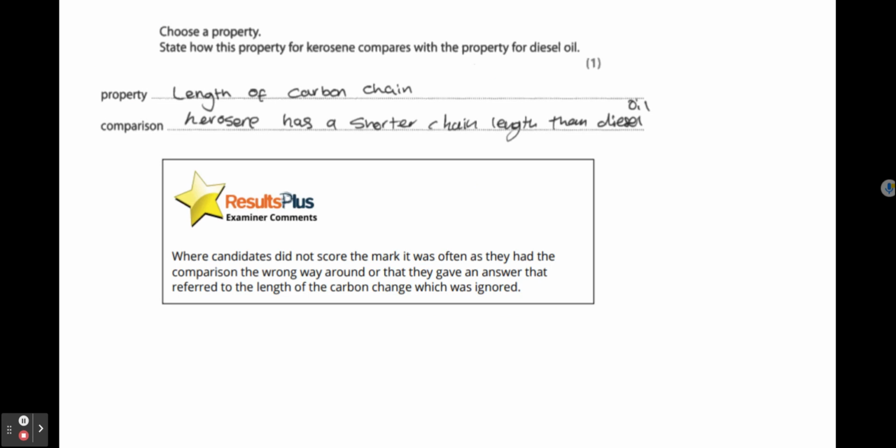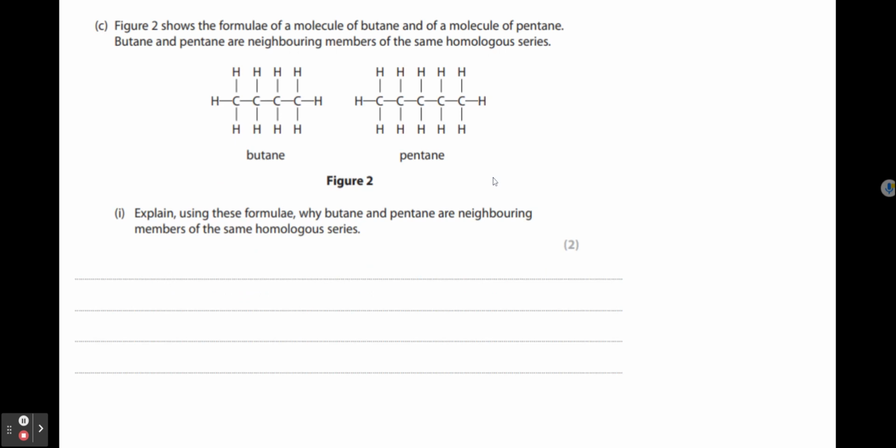We've got the length of the carbon chain. Kerosene's got a shorter chain length. Okay, it says where candidates didn't score the mark, it was often as they had the comparison the wrong way around, or that they gave an answer that referred to the length of the carbon chain, which was ignored. So we weren't able to talk about the actual chain length for this question.